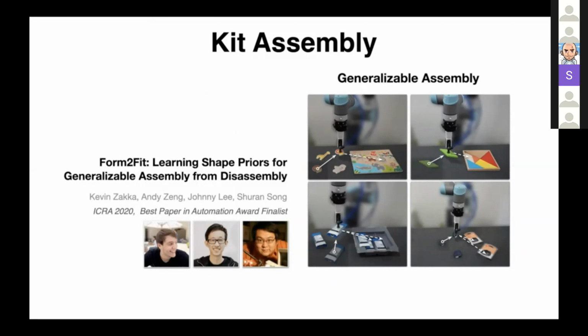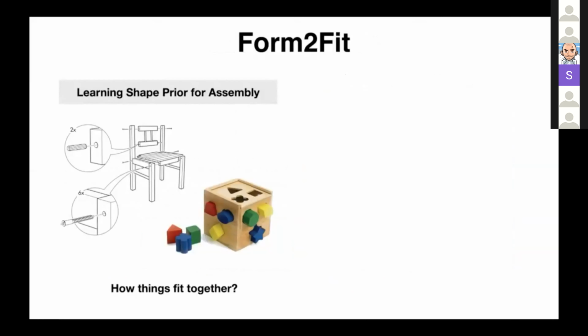So we present an algorithm called Form2Fit, which demonstrates that by learning the general concepts of how things fit together, the algorithm is able to immediately generalize to new objects and kits that are not seen during training. Here are two key ideas that enable us to achieve this goal.